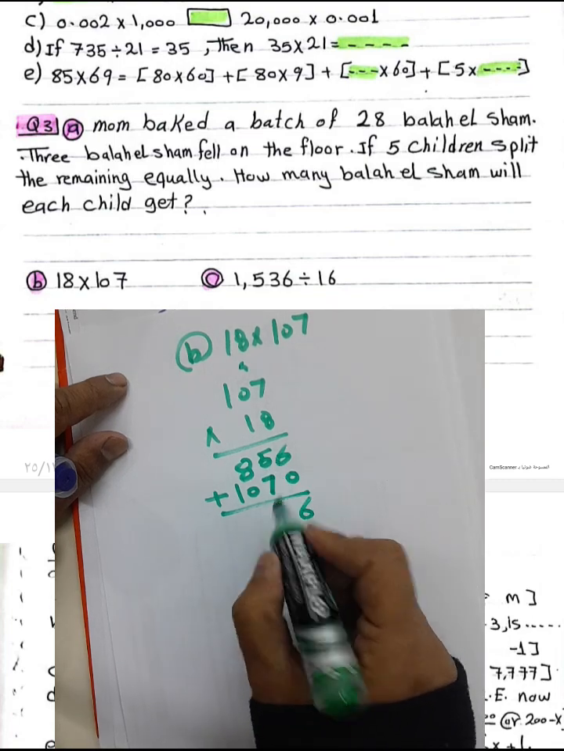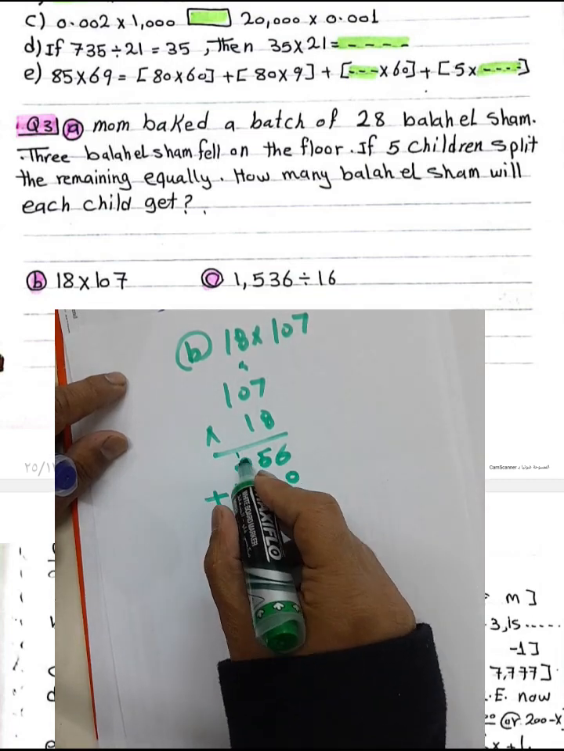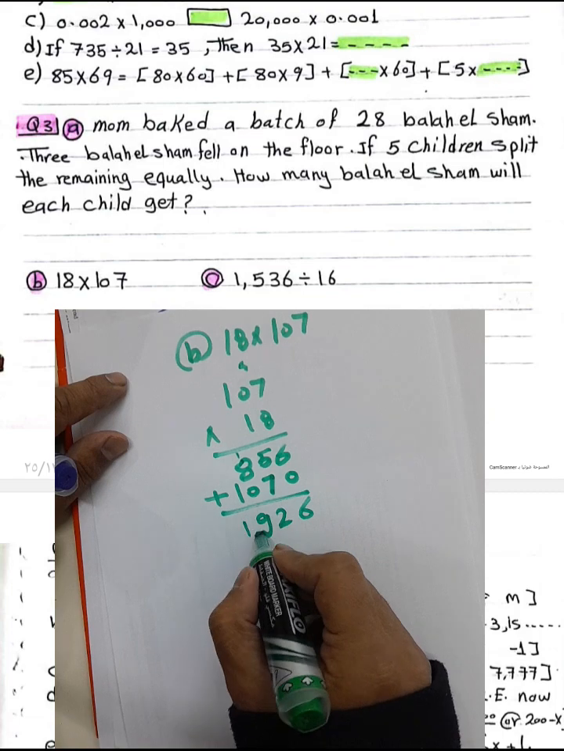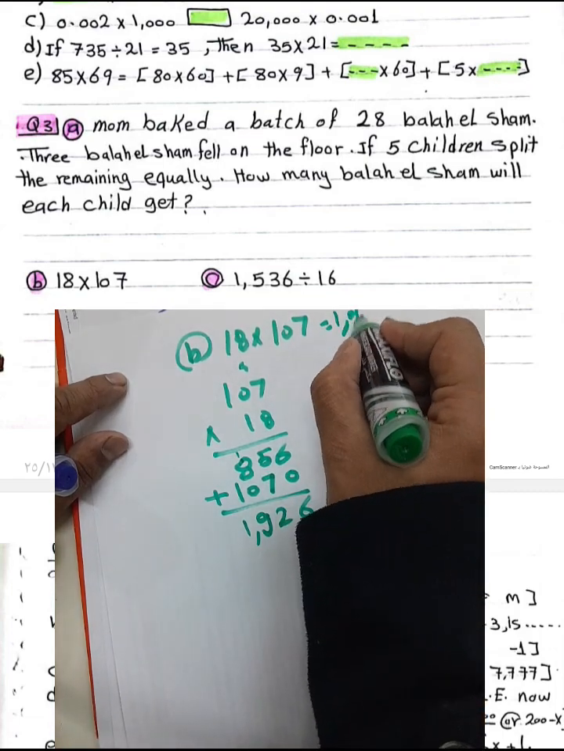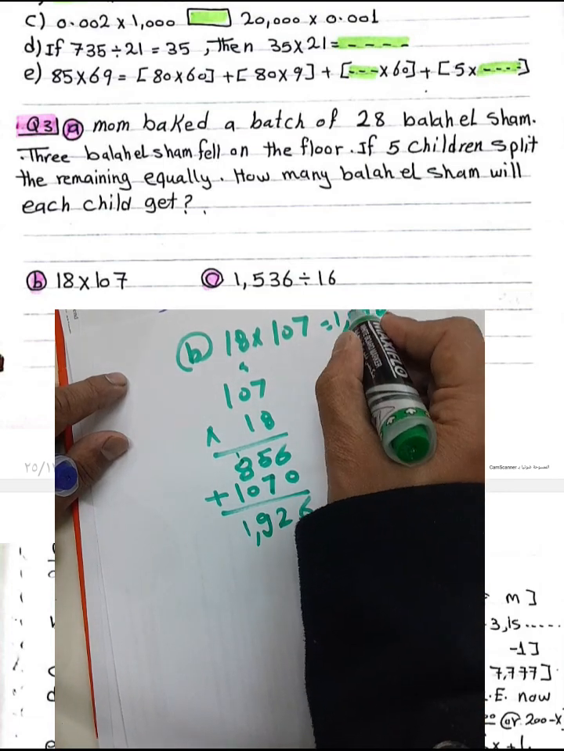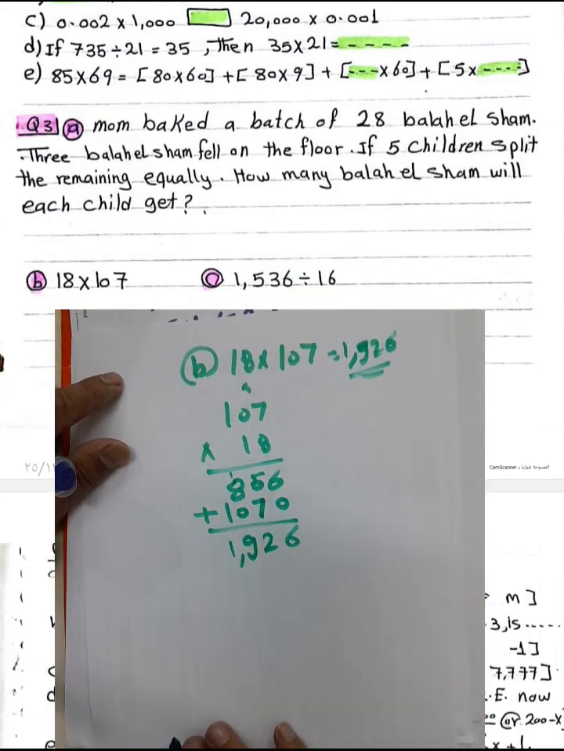6. 7 plus 5 equals 12. 2 and carry up 1. 8 plus 1 equals 9. The result will be 1926. Letter C.